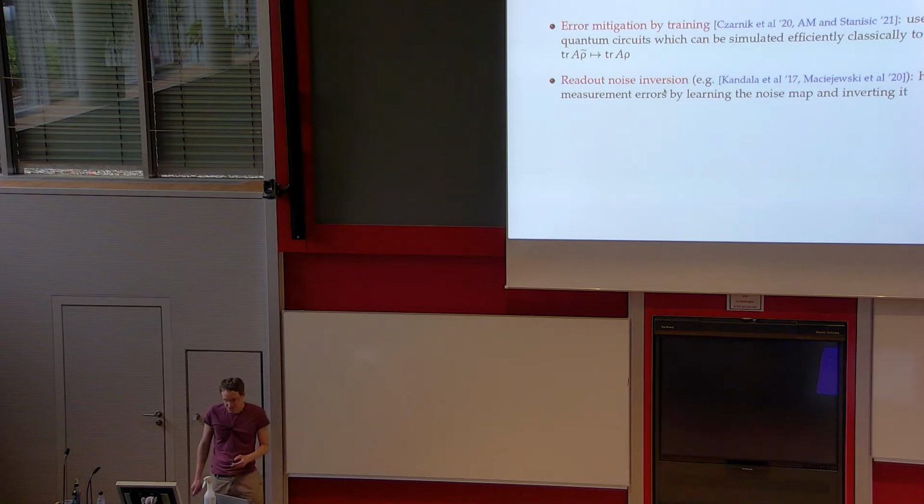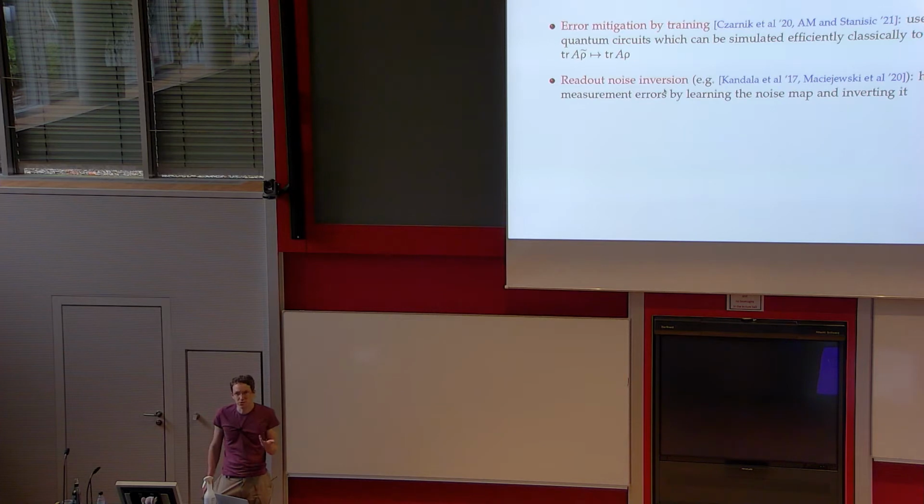Okay. A somewhat related idea is what I've called readout noise inversion here, though it has different names. And the idea is that in some quantum architectures, like superconducting qubits, errors when we read out the qubits at the end of the circuit are quite significant. Like maybe you have a 5% probability of getting the wrong answer when you measure a qubit at the end of the circuit. And this can really mess things up in your final measurement results.